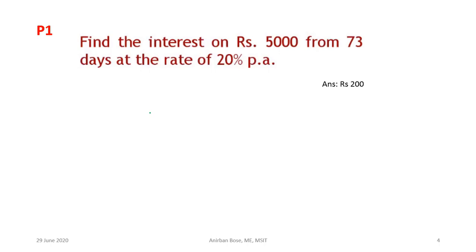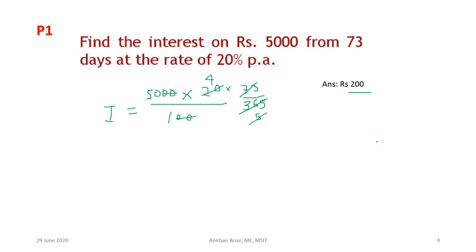Find the interest on rupees 5,000 for 73 days at the rate of 20% per annum. Here the principal is 5,000, the rate of interest is 20, and the time is 73 divided by 365. The formula is PRT divided by 100. So 73 into 5 over 365, 5 cancels, 4 into 50. So the interest is 200.